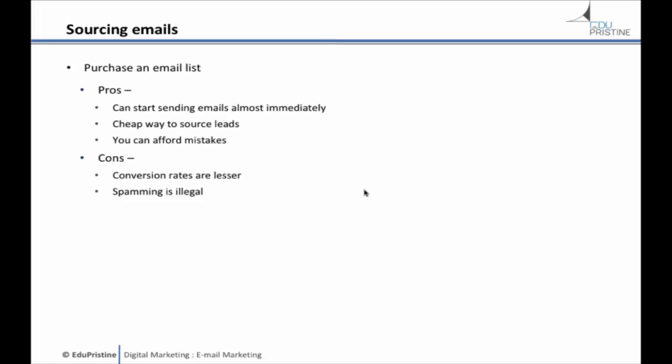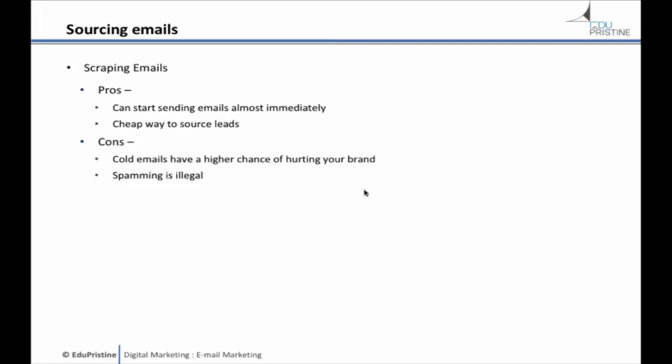Now, what are the cons? Conversion rate is much lesser. Probably out of 100 emails that you send, only one or two will go ahead and buy, compared to your opt-in list where 10 or 15 people might buy. The conversion rates are much lesser here. Spamming is illegal, which means that you cannot keep sending emails to somebody who has actually said don't spam me. So yes, that is illegal.